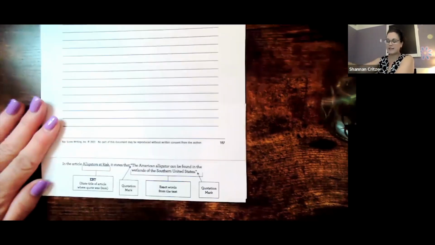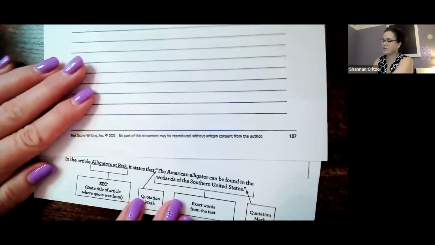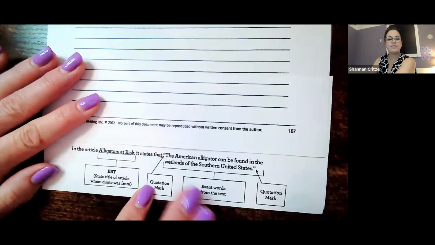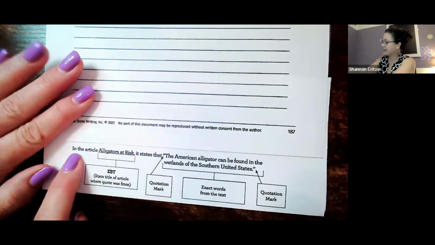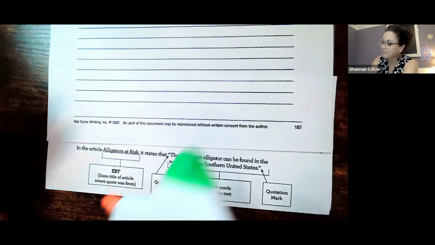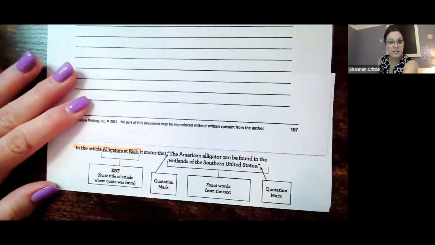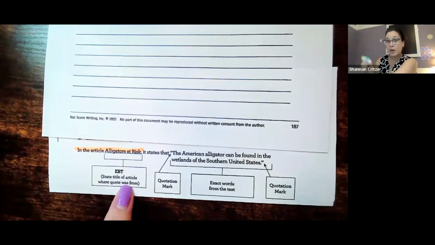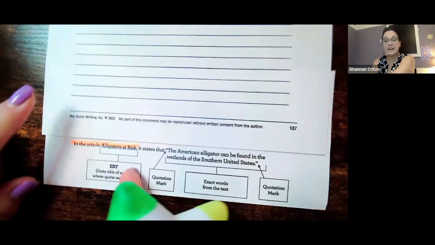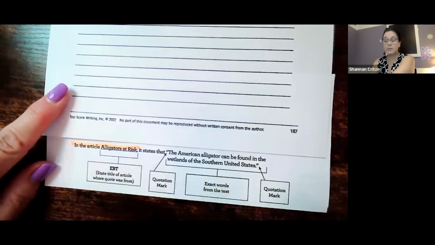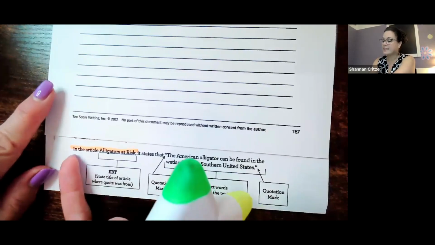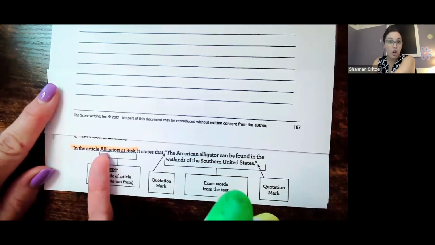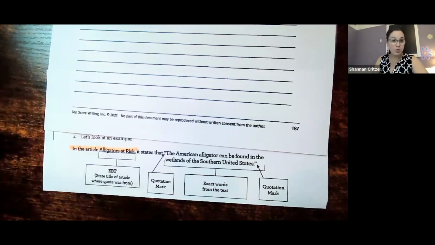So I want you to look right here. I'm going to try to get a little bit closer. If you look at this sentence, you see that I have my evidence-based terminology, in the article, Alligators at Risk. And then down here, I state the title of where I got it from. Remember, instead of underlining Alligators at Risk, I could put quotations around it. I could say in paragraph 2 of Alligators at Risk, there are several ways. Remember, you can look back at your evidence-based terminology chart.